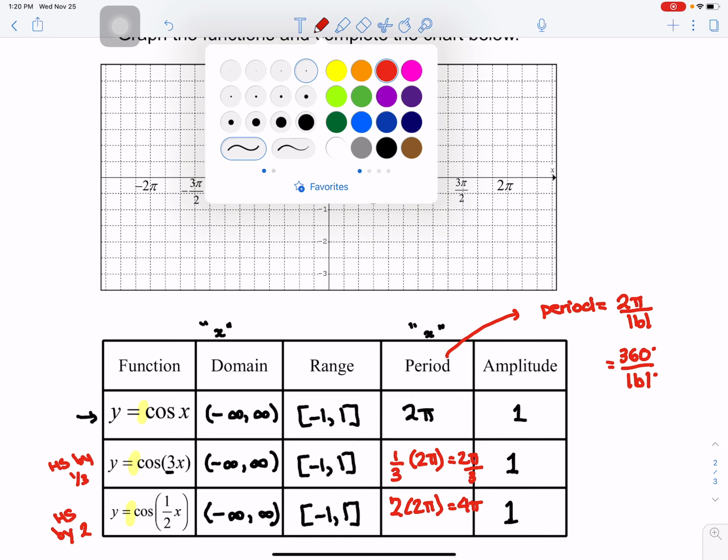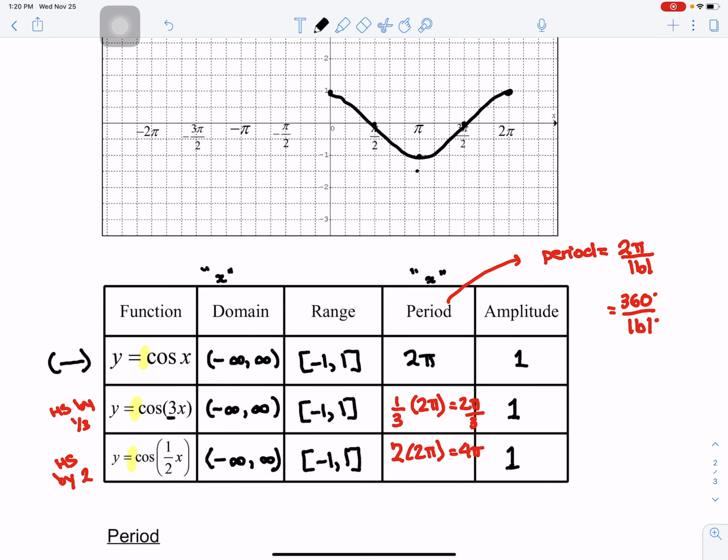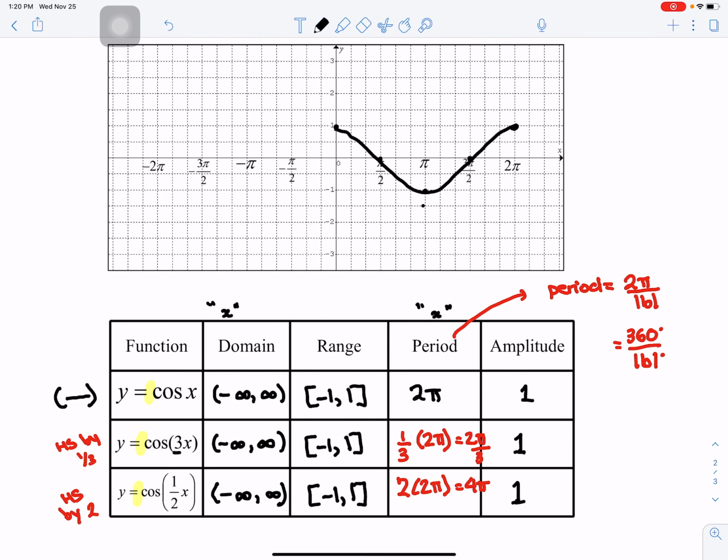Now, when I'm graphing this function, the part that you want to pay attention to is how we're graphing it. So we're going to do a high, middle, low, middle, high pattern. But basically, this is one cycle for cosine, high, middle, low, middle, high. Now I'm going to do the same thing, high, middle, low, middle, high, but I want that full cycle to complete within 2 pi over 3.